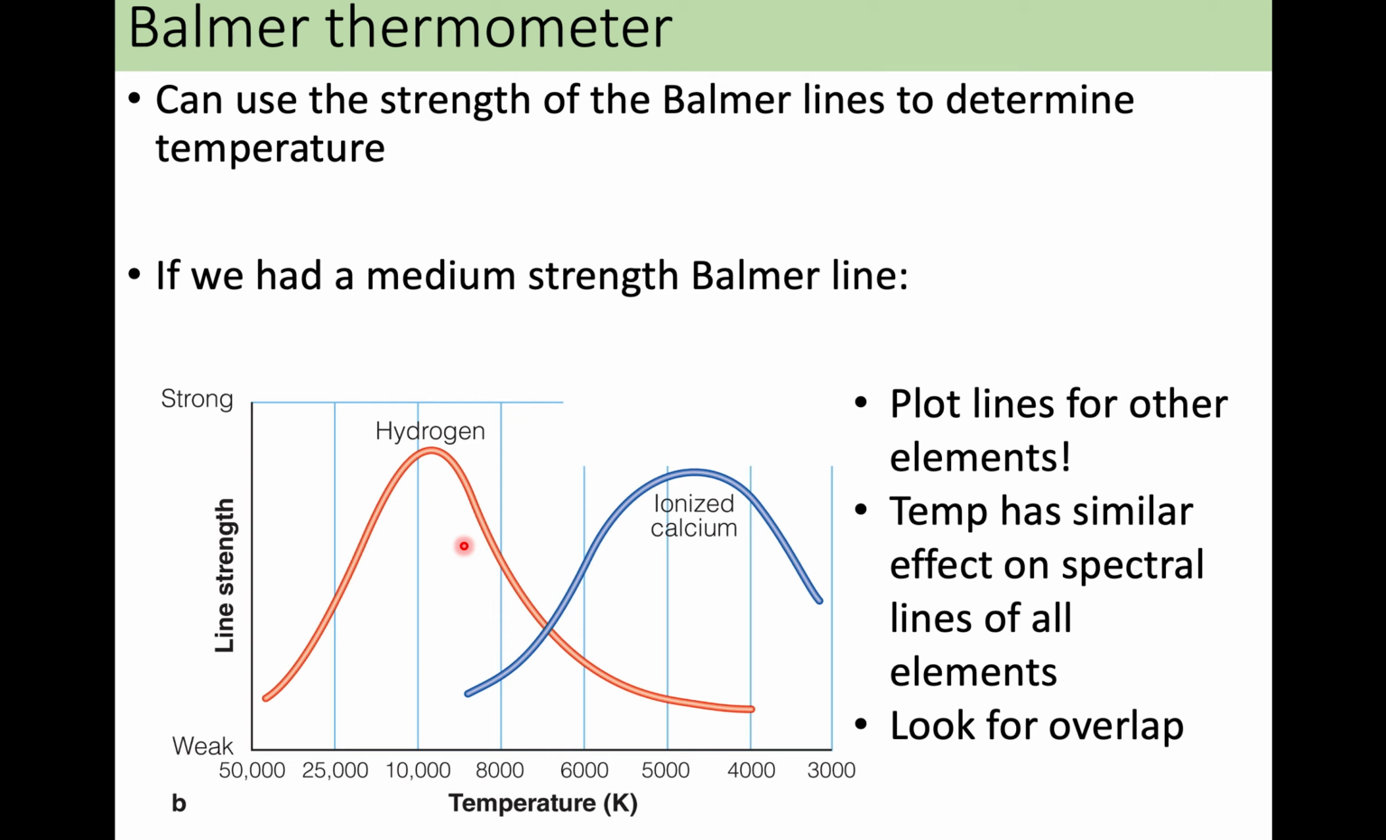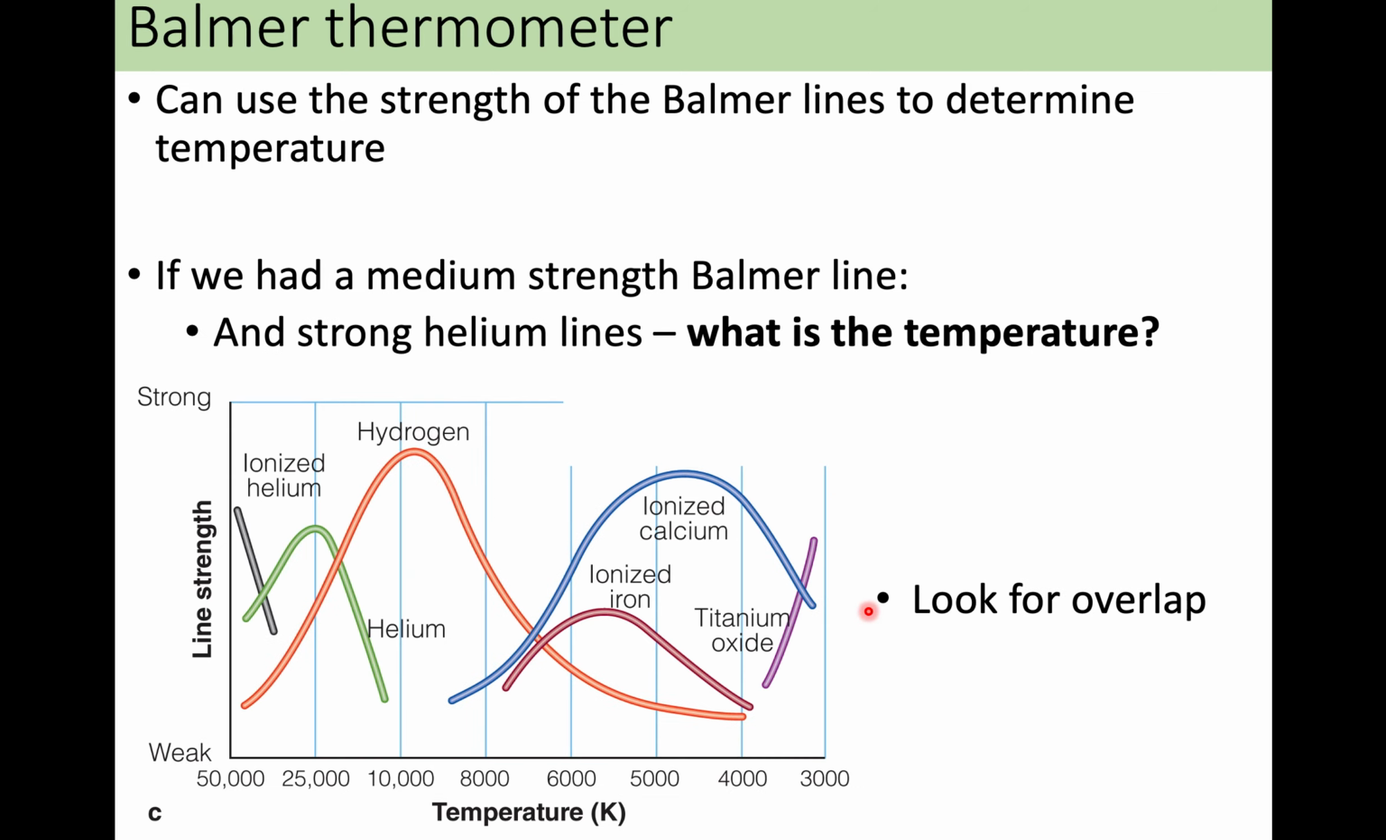The temperature is going to have a really similar effect on the spectral lines of all elements, not just hydrogen. So hydrogen is the starting point. Hydrogen is what we call the Balmer thermometer. But from there, we can get even more precise by doing the same process, plotting these same lines for other elements. For example, here we have calcium added to this graph.